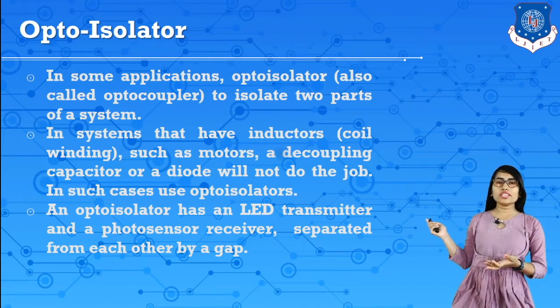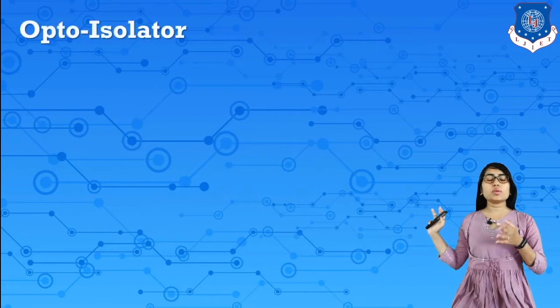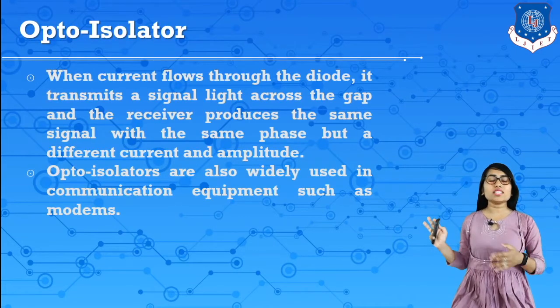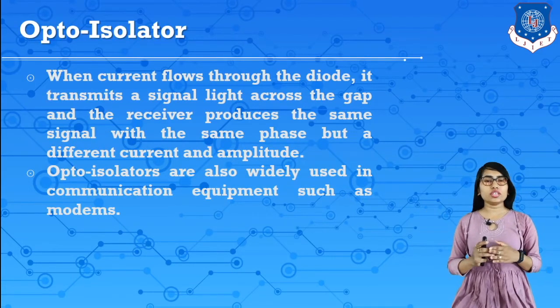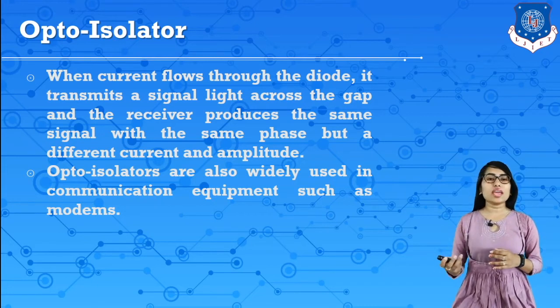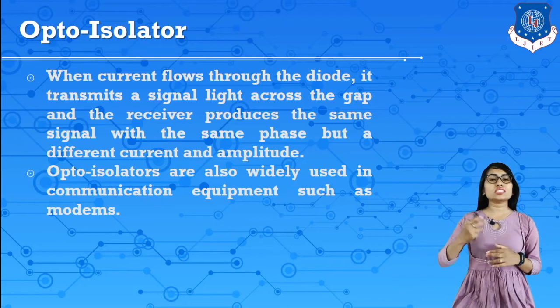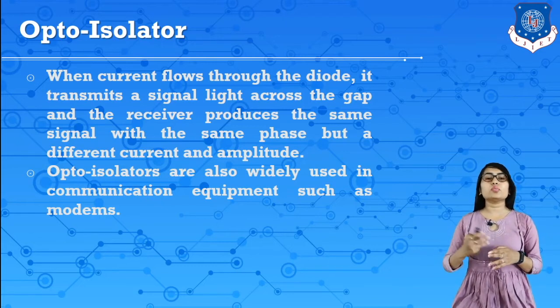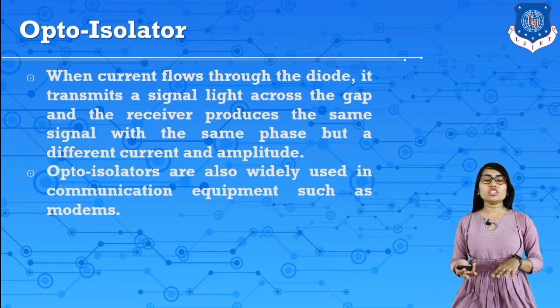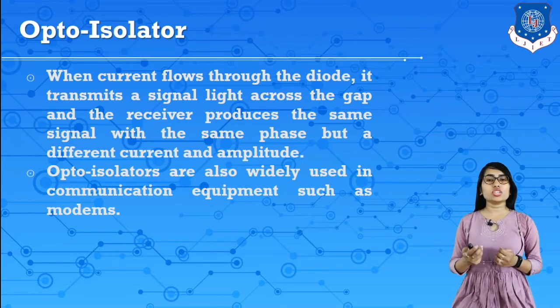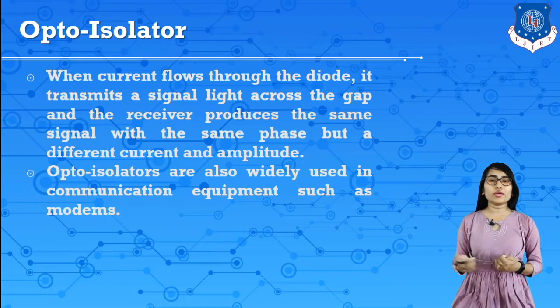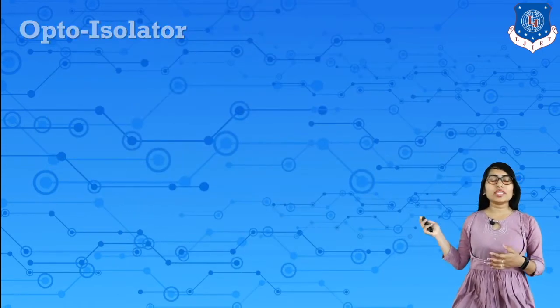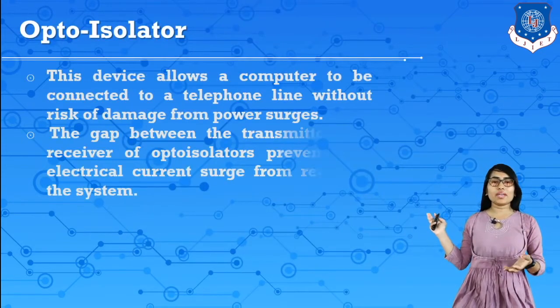So an opto isolator is also a type of switch, but it is used to separate two paths. When current flows through the diode, it transmits a signal light across the gap, and the receiver produces the same signal with the same phase but a different current and amplitude. So opto isolators are also widely used in communication equipment such as a modem. So this opto isolator can be used to separate the devices.